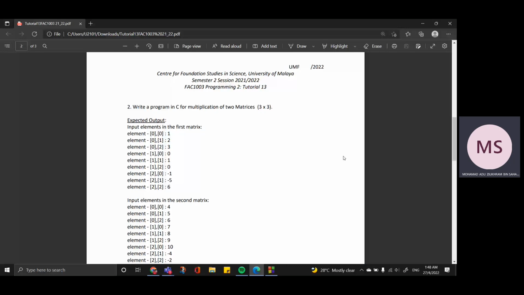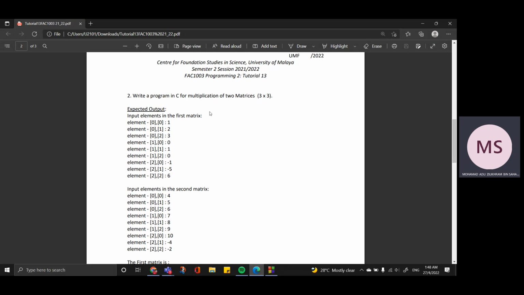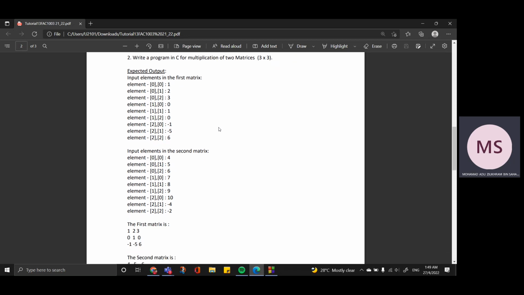I will give the presentation about how to make a C program for matrices. Based on the question given, write a program in C for multiplication of two matrices, 3 times 3. From the question itself, we can tell that it is using a two-dimensional array in the coding. And then it asks whether we get the expected output here.